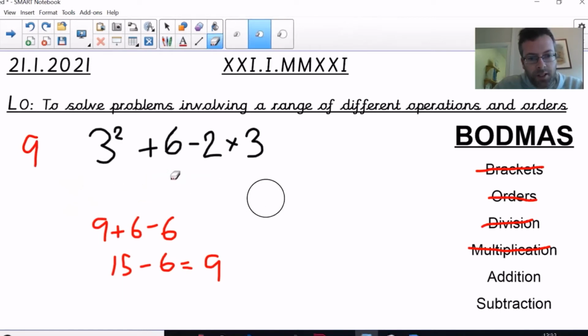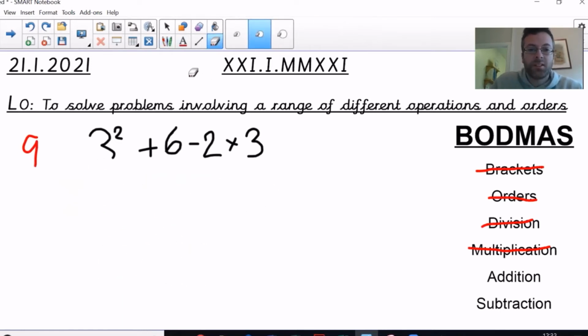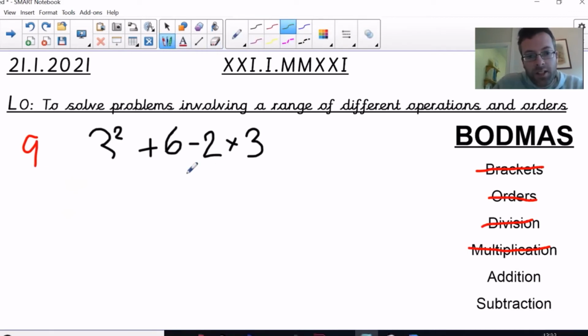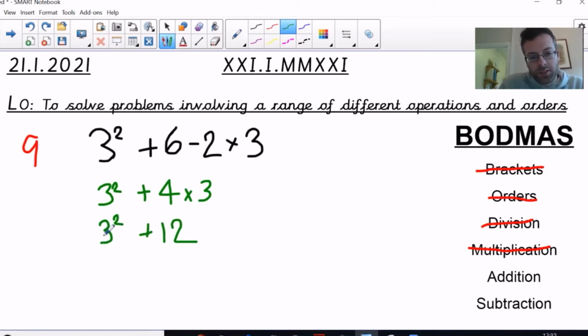If I didn't use BODMAS correctly and just did stuff in other orders, how many answers could I possibly get? Well, let's have a little look. Let's say that I did this take away first. So I ended up with 3 squared, add 6 take away 2, which is 4 times 3. Then let's say that I did the 4 times 3, so I end up with 3 squared, add 12. Then I did my 3 squared, which is 3 times 3, which is 9, add 12. So 9 add 12 equals 21. That's a different answer that I could have come up with if I'd not done it correctly.